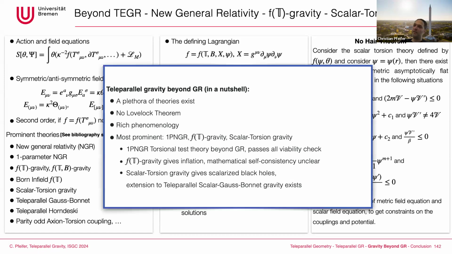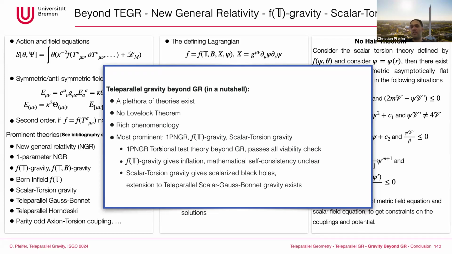Okay, so very quickly, teleparallel gravity beyond general relativity. There exists a plethora of theories because we have no Lovelock theorem. We have a rich phenomenology. The most prominent models are one parameter new general relativity, f of T gravity, and scalar torsion gravity. This is a bit subjective, surely, because these are the theories I work on. So there are many, many others. I don't want to put one theory above the other.